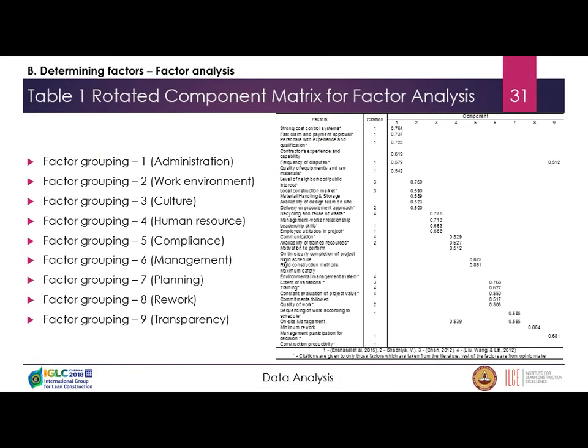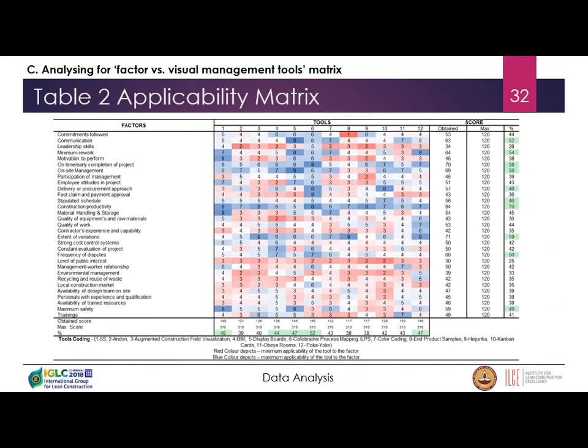Secondly, these are the factors. A total of 33 factors were finalized from the opinionaire and literature. These factors are cited here. They were taken from literature, and those which are not cited were taken from the opinionaire. On the basis of the rotated component matrix, there were a total of 9 groups: administration, work environment, culture, human resource, compliance management, planning, rework, and transparency. So this is the grouping obtained from the factors.